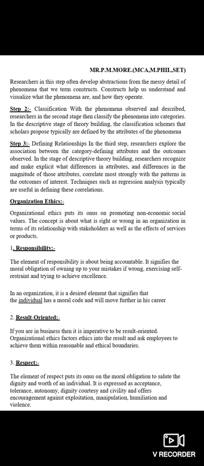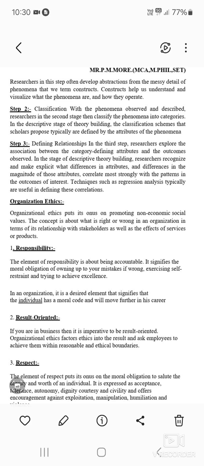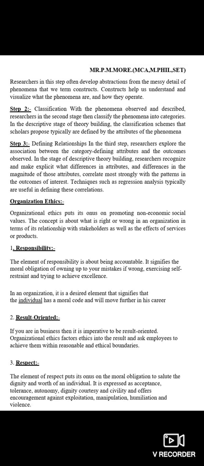Second is result oriented. If you are in a business, then it is imperative to be result oriented. Organizational ethics factors ethics into the results and asks employees to achieve them within reasonable and ethical boundaries.